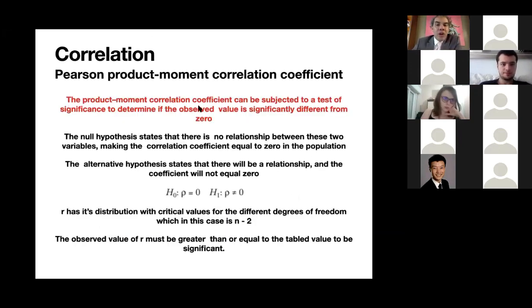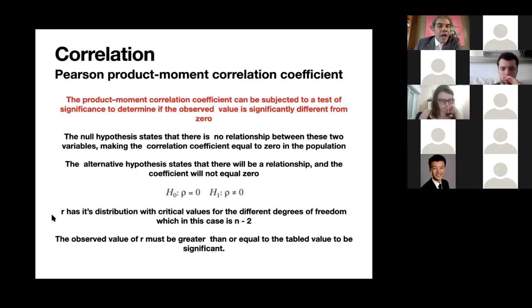The product moment correlation coefficient can be subjected to a test of significance to determine if the observed value is significantly different from 0, okay? The null hypothesis states always that there is no relationship between these two variables, making the correlation coefficient equal to 0 in the population. The alternative hypothesis states that there will be a relationship and the coefficient will not equal 0. Here, your null hypothesis is that your Pearson correlation coefficient will equal 0, and your alternate hypothesis means that your Pearson correlation coefficient will not be equal to 0.